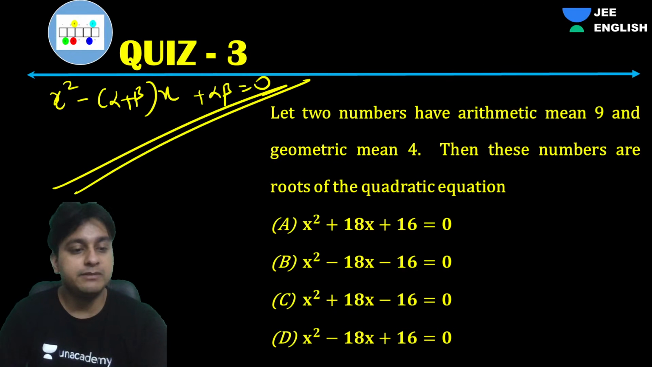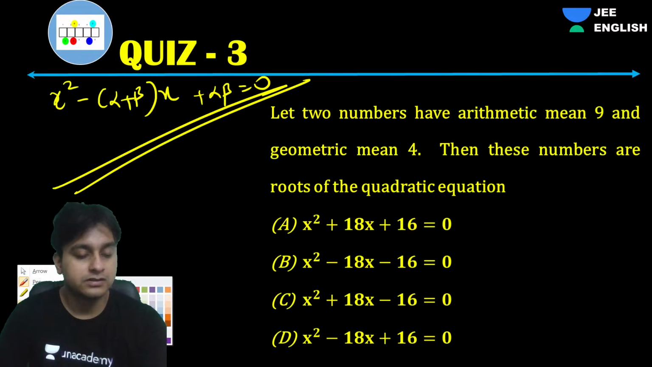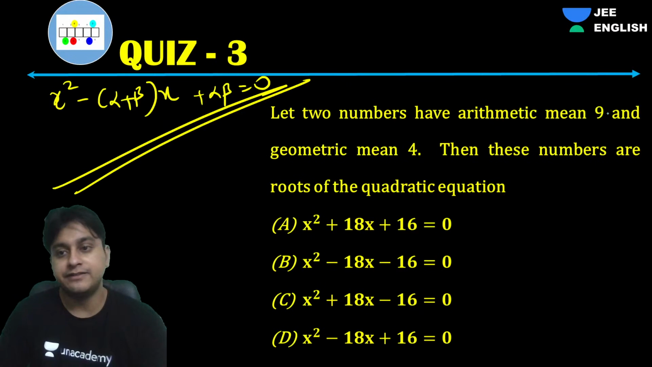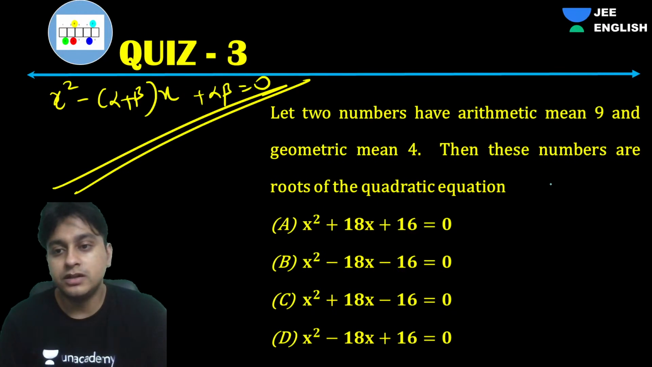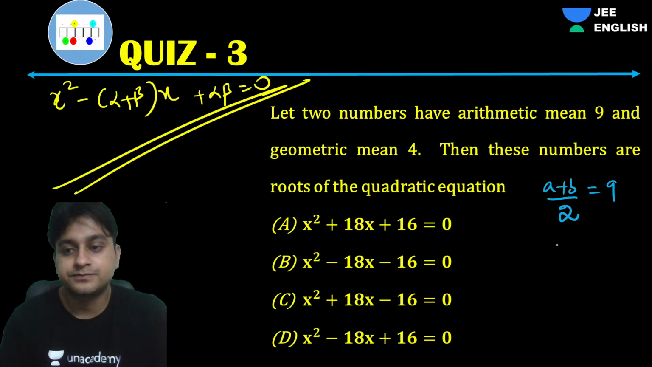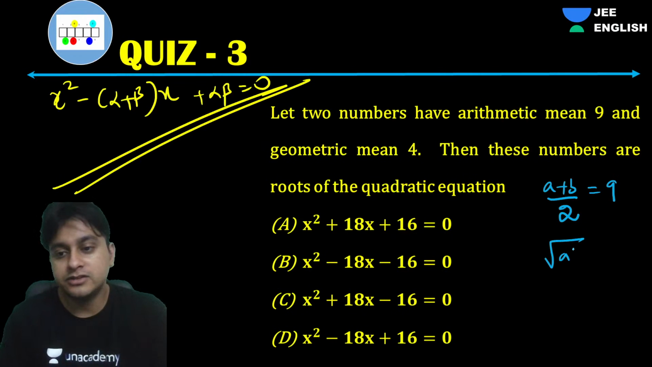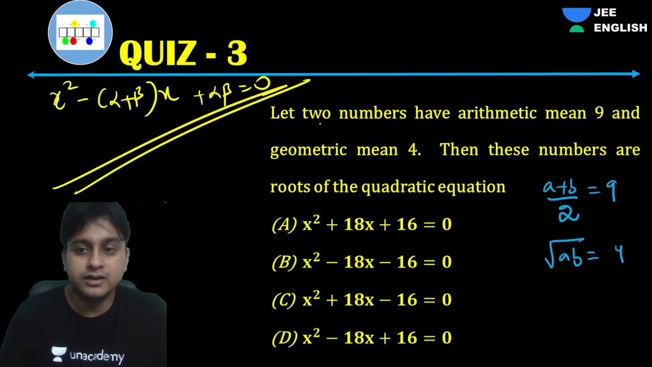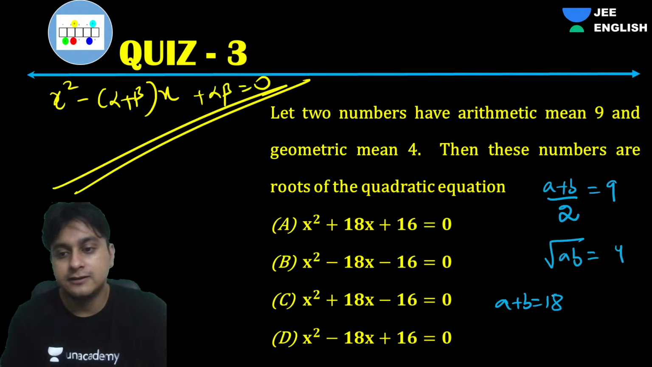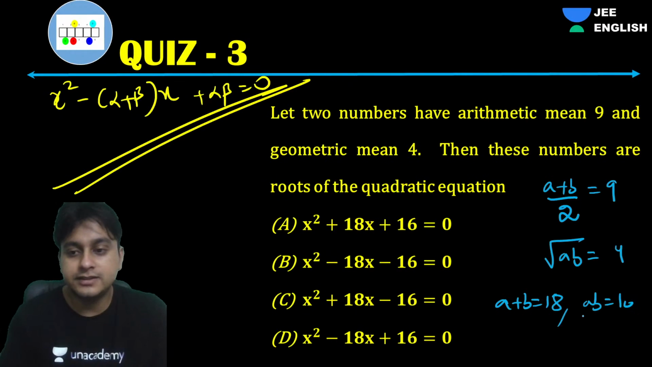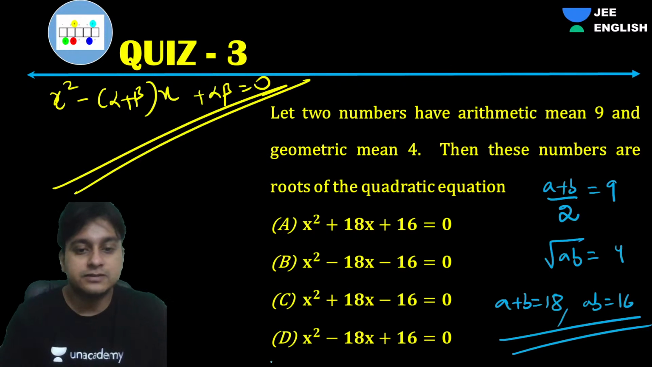So guys, arithmetic mean means what? Average, right? So can I say, let's suppose the numbers are a and b, (a plus b) by 2 is 9. Geometric mean is root ab, that is given as 4. So a plus b will be 18, and ab will be 16, right? So let's put it over here. That's what you will get, है ना?